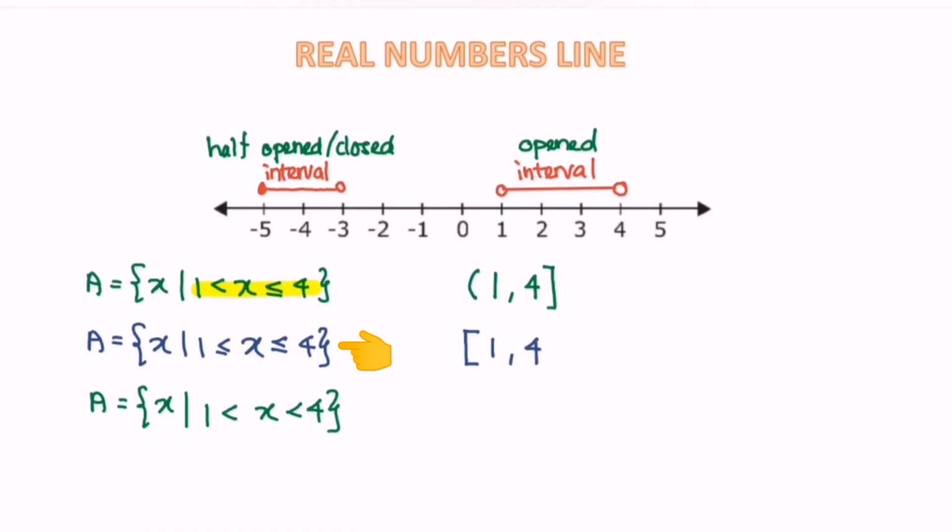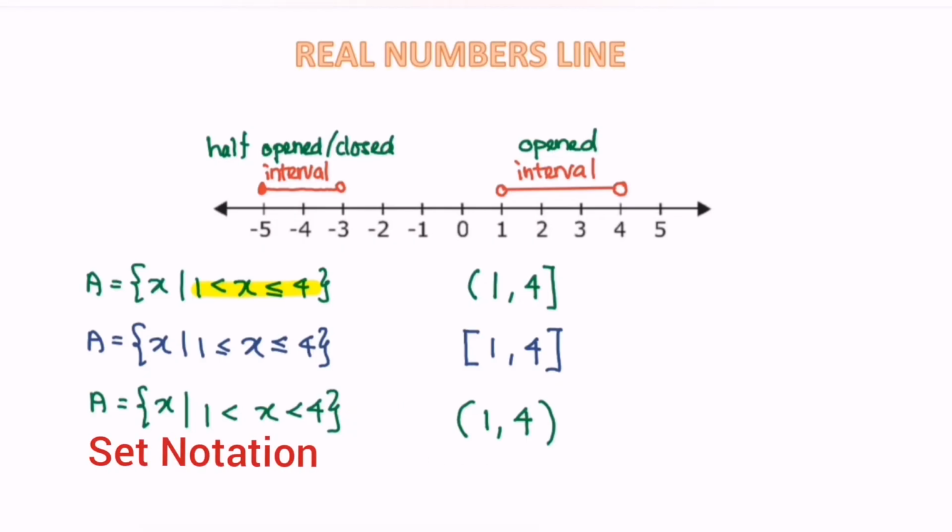By referring to the situation, x is less than or equal to 4. So in this case, 4 is included, so we have the square bracket. The third example, we have x is greater than 1. So 1 is not included. Then we have to use the parenthesis, followed by 1, comma, then we have the value 4. x is less than 4, which means that 4 is not included, so we have another parenthesis. So here we have the example for set notation and interval notation.